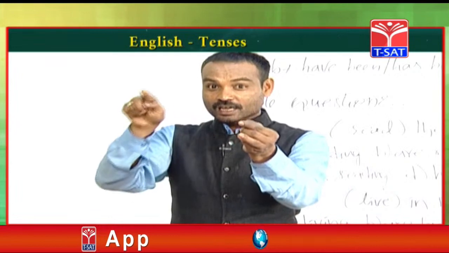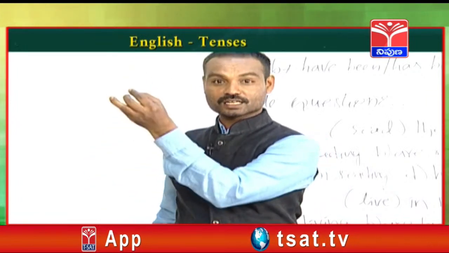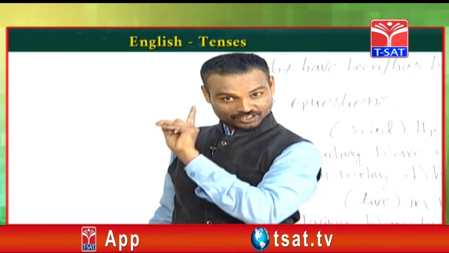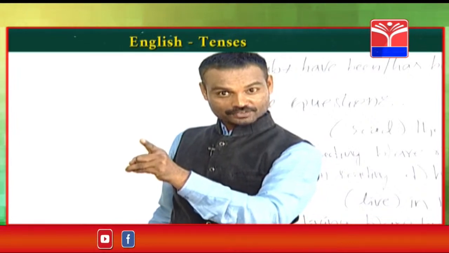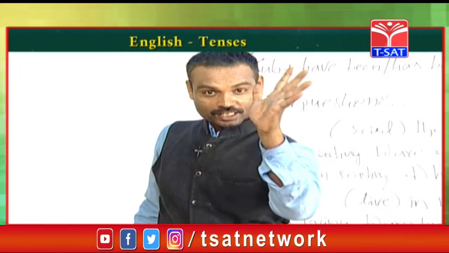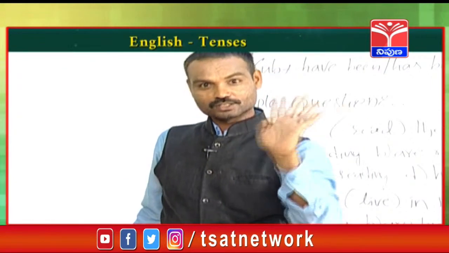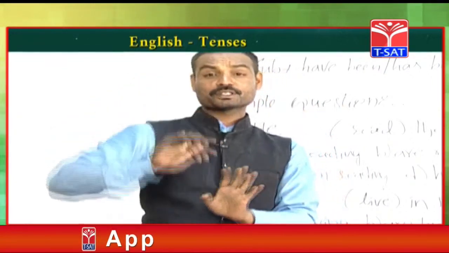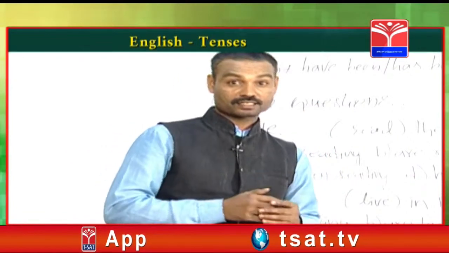You are not taking coffee with Kajal now. It is called a negative sentence. Are you taking coffee with Kajal now? It's an interrogative sentence. Aren't you taking coffee with Kajal now? It is called a negative interrogative sentence. So like this, 4 types of sentences are there like other tenses.